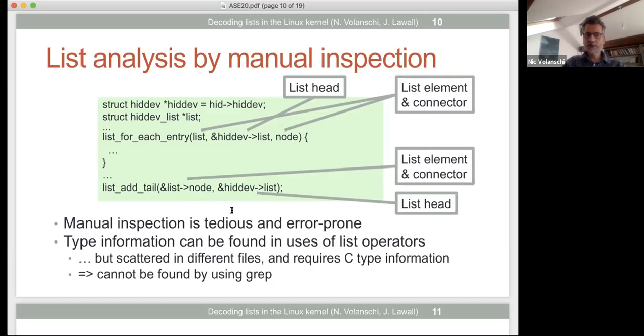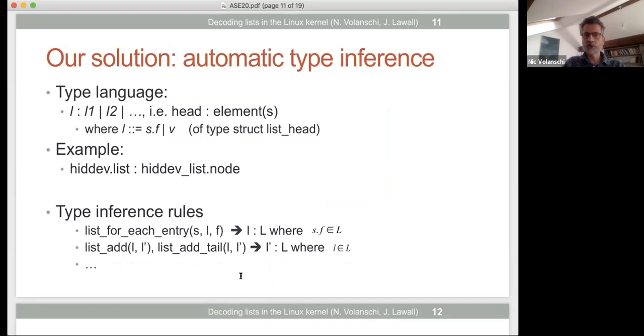The problem is that manual inspection is tedious and error-prone, because type information can be found in the usage operations, but it is scattered in different files and requires also C type information, so it cannot be found by using grep, for instance.